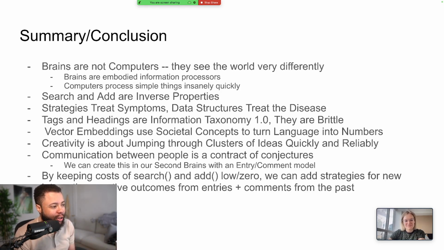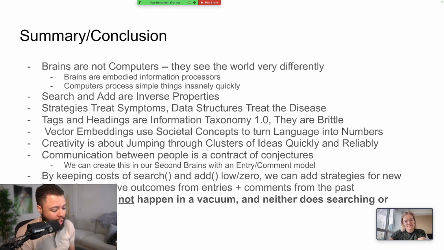By keeping the cost of search and add low, zero, that means that we can add strategies that allow us to make interesting outcomes from entries and comments from the past. And that was what you saw in the Google Doc and the video time lapse of me actually making this presentation. So I think the real thing to wrap this up here is that creativity doesn't happen in a vacuum, and neither does searching or adding.